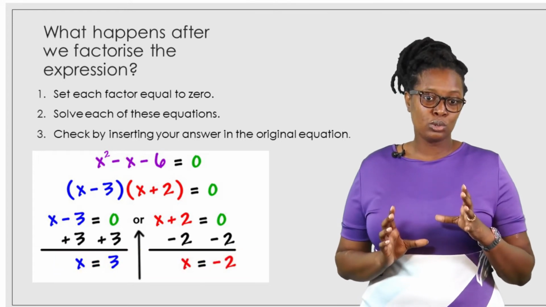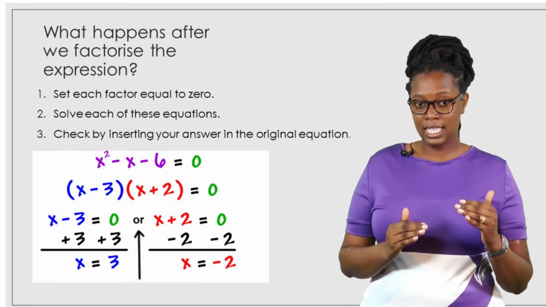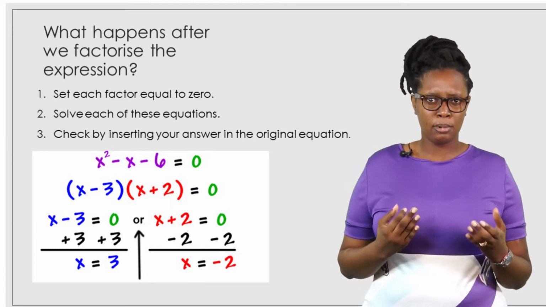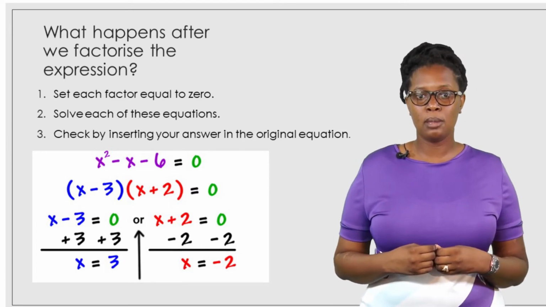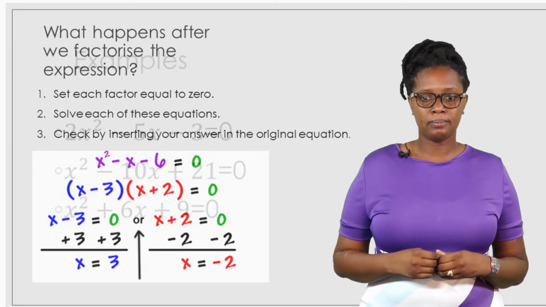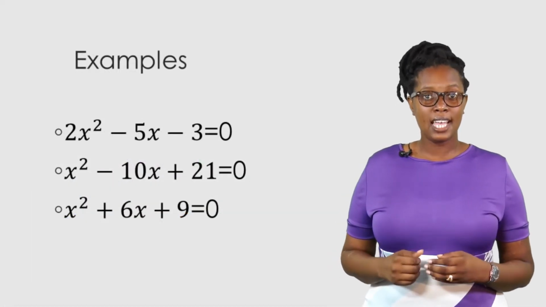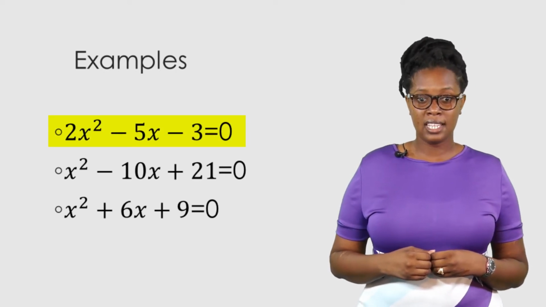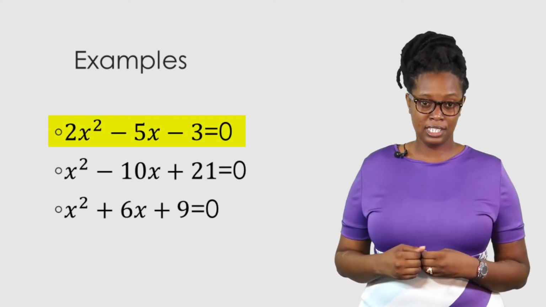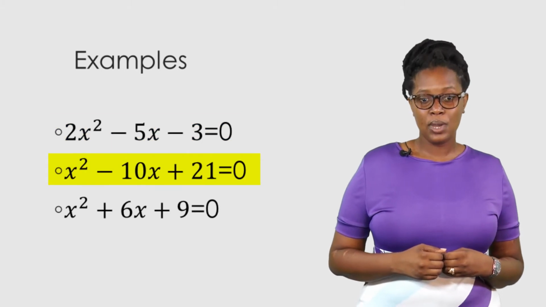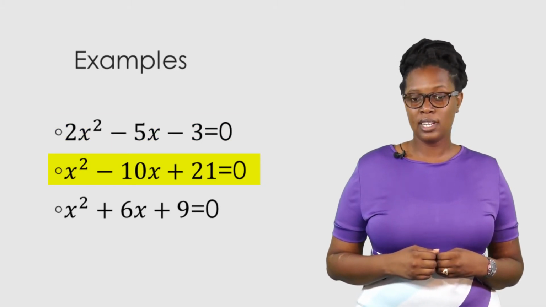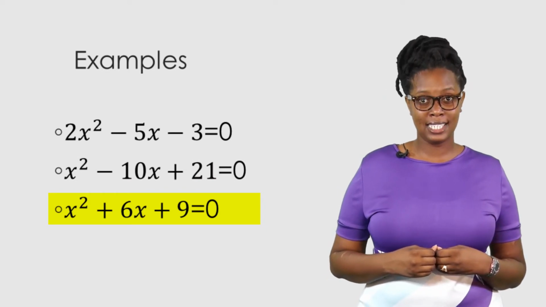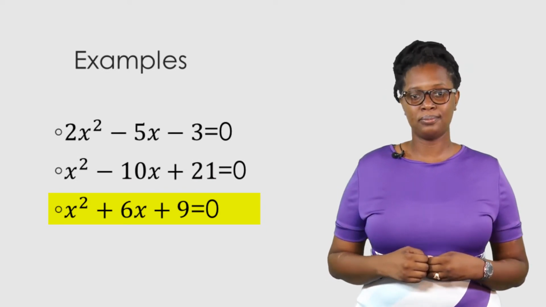In case you're a little confused on this step, we are going to be going through about 3 examples so that you would be able to follow the steps. The examples that we're going to be looking at are 2x squared minus 5x minus 3 equals 0, x squared minus 10x plus 21 equals 0, and x squared plus 6x plus 9 equals 0.